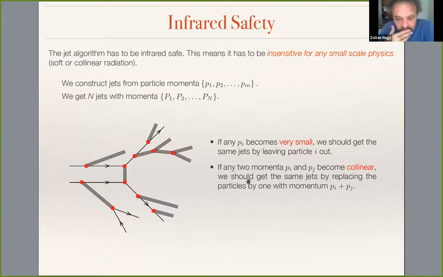So what does it mean? When we try to describe this in theory, we have only partons, and every parton has momenta, p1 to pm. When one of these gluons or momenta becomes very soft, the jet measurement function should basically ignore this parton. We should get the same measurement if we just ignore this gluon, so the cross section shouldn't depend on this extra emission. The same thing happens when two partons become collinear: we can replace them by the sum of these two momenta, and it should give the same thing.